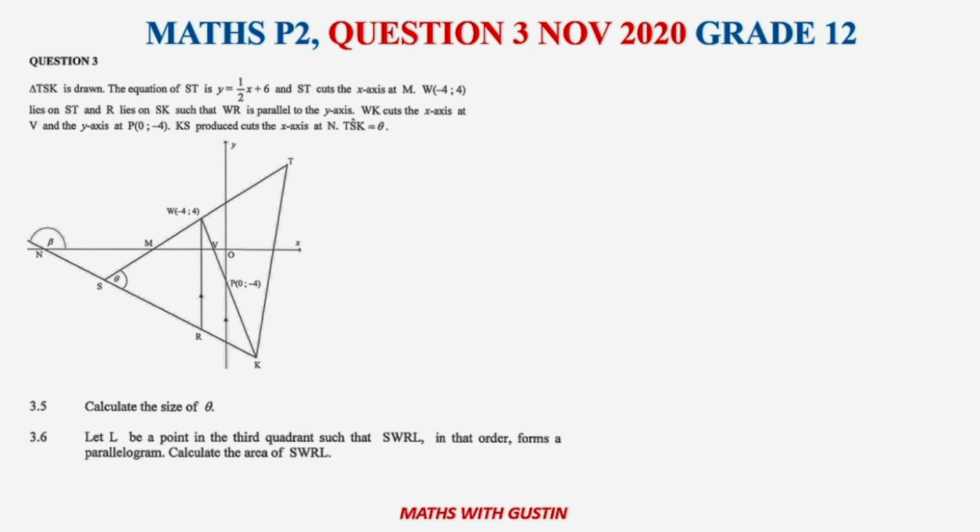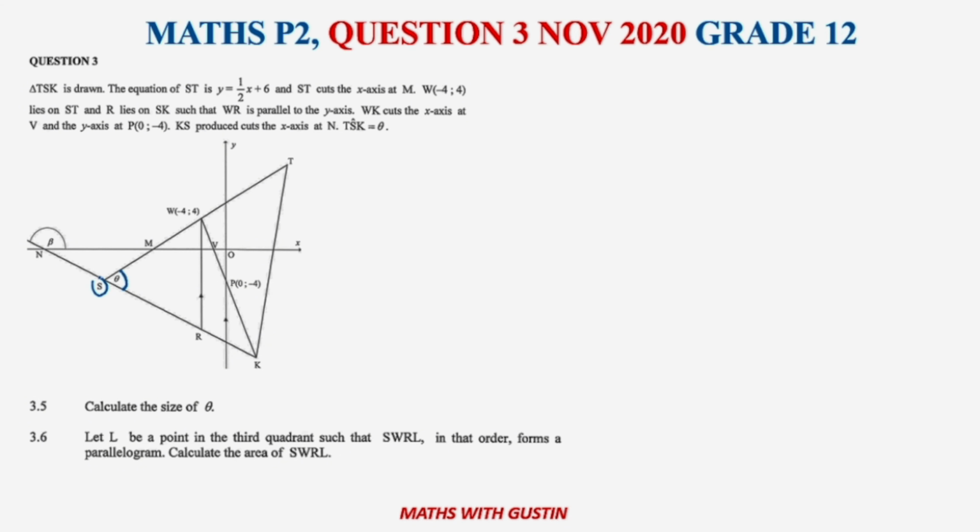All right, 3.5 says calculate the size of theta. Great stuff. When they say calculate the size of theta, we really need to have a look at this very carefully so that we fully understand what is happening here. This is where you're going to have to apply a little bit of Euclidean geometry, so that you fully understand what is happening. Looking at where theta is sitting right there, guys.